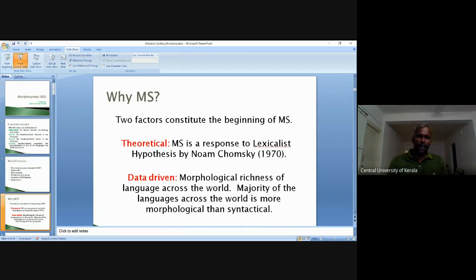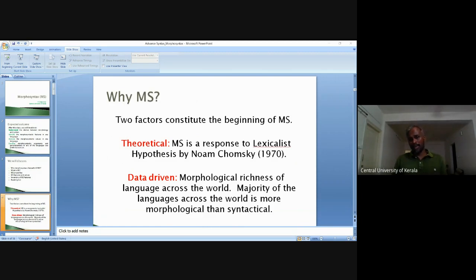And one is theoretical. Second is data driven. Theoretical means in the course of the development of linguistic theory, there are some deficiencies of the linguistic theory, or some of the weak arguments of linguistic theory, or some of the weak purvapakshas of linguistic theory, on which a response has been developed. Therefore, as theoretical advancement, morphosyntax developed.